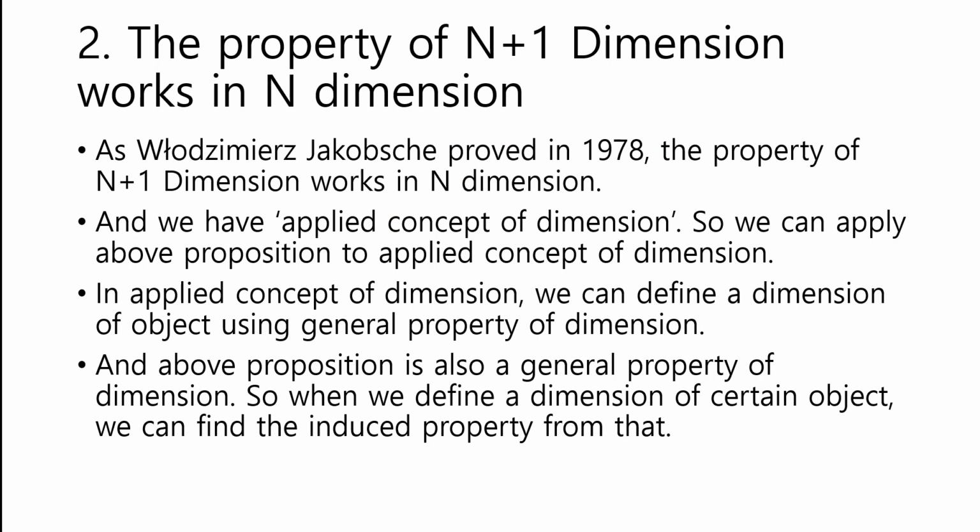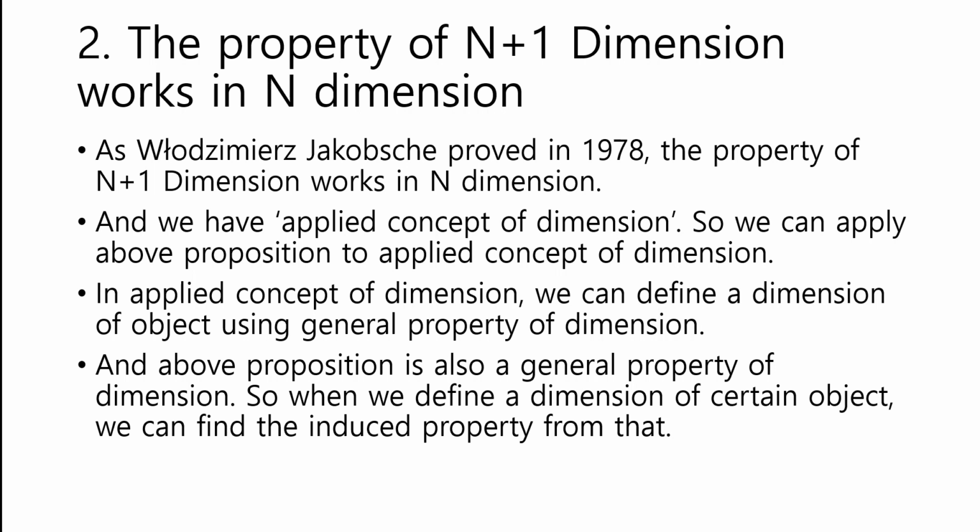As Wurtzmeier-Jacobs proved in 1978, the property of n plus 1 dimension works in n dimension. And we have the applied concept of dimension, so we can apply the above proposition to it. In the applied concept of dimension, we can define the dimension of an object using the general property of dimension. And the above proposition is also a general property of dimension.